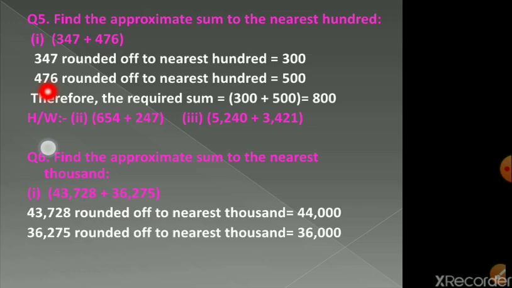476, in the tens place we have 7. After rounding off, it will become 500. 7 is more than 5, so the digit in the 100 place will increase by 1. So it has become 500. Now the required sum is 300 plus 500, that equals to 800.